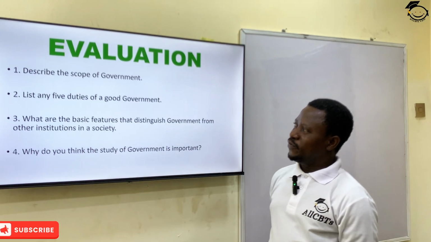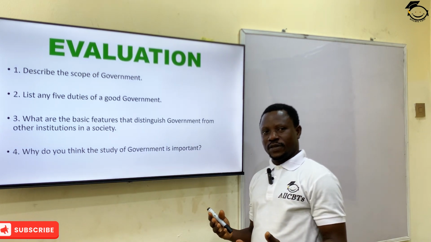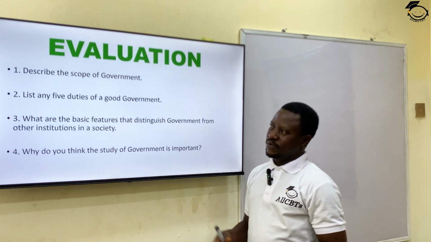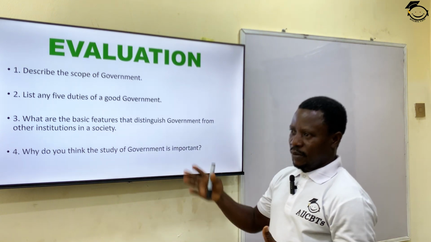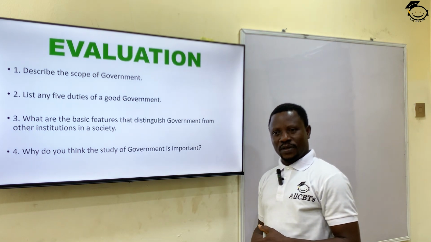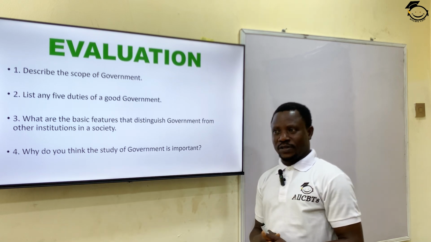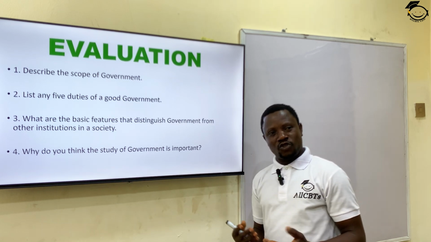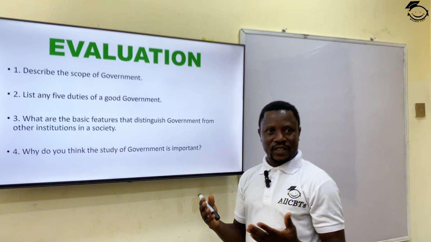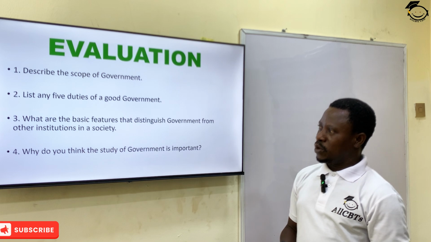Number 2, list any 5 duties of a good government. We're talking about the responsibilities, what we expect a good government to do for us. If you recollect, in the course of the session, I mentioned about 10 or 12 of them. Most important is that government should make law, because when there's no law, there will be chaos. And when laws are made, these laws are expected to be enforced, right? Government is expected to provide security and protect the lives and property of the people. So these are some of the duties expected of a good government.